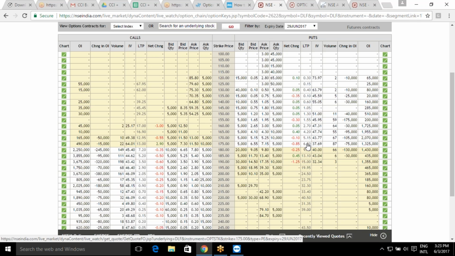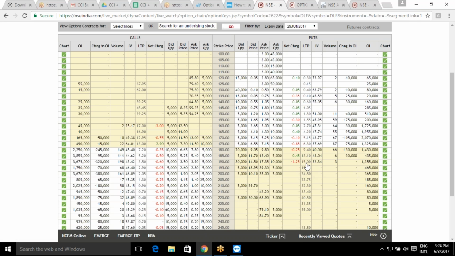But for a change, you look at 200 put, right? Actually it is a discount. It is 5 paisa discount. Or you look at 190, you can see most of it is intrinsic value.